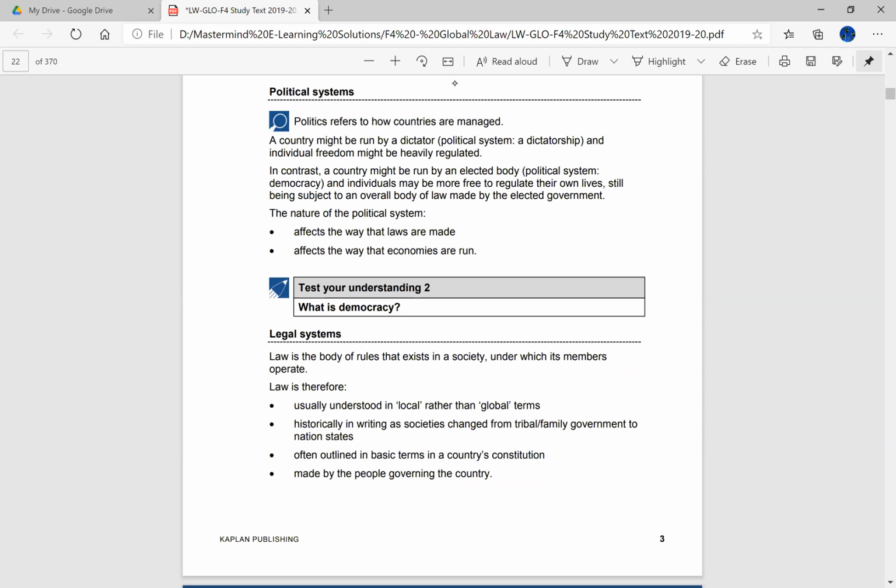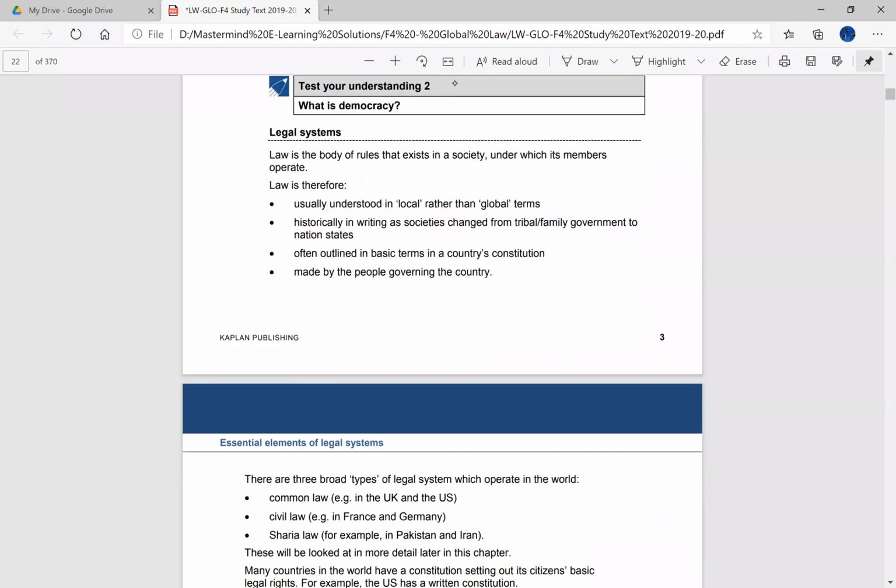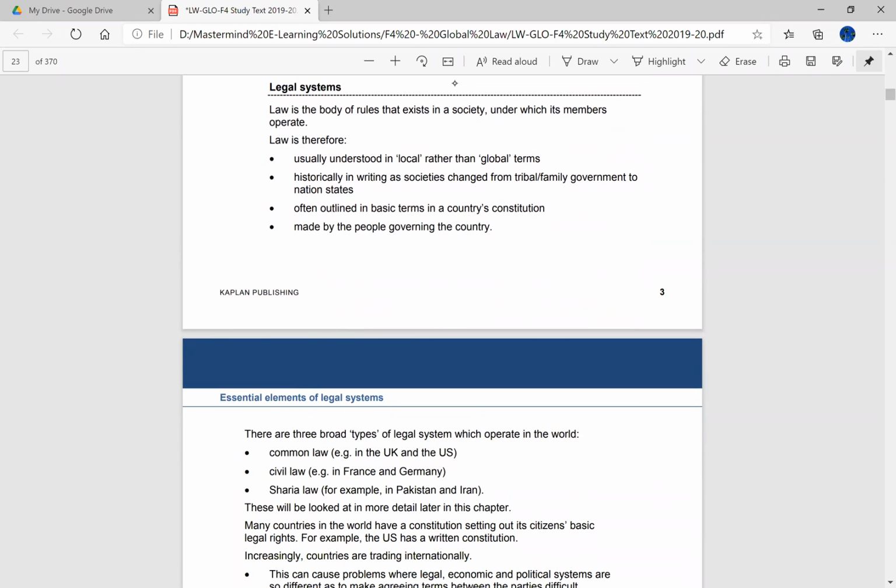Okay. Now, legal systems. Law is the body of rules that exists in a society under which its members operate. I previously even told you that law tells you how to behave. And if this did not exist in a society, we humans would become animals. We need law in order to keep ourselves in a civilized manner. Because despite the law, there's a lot of crime rate. So we can't even imagine a life without law.